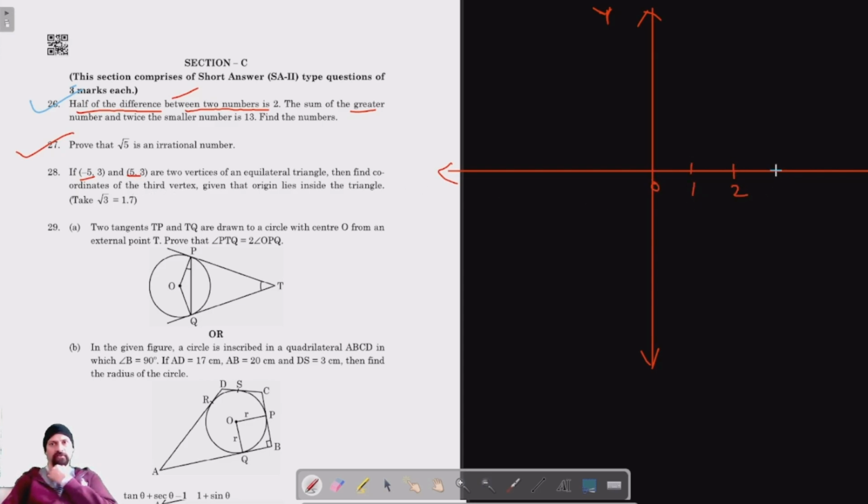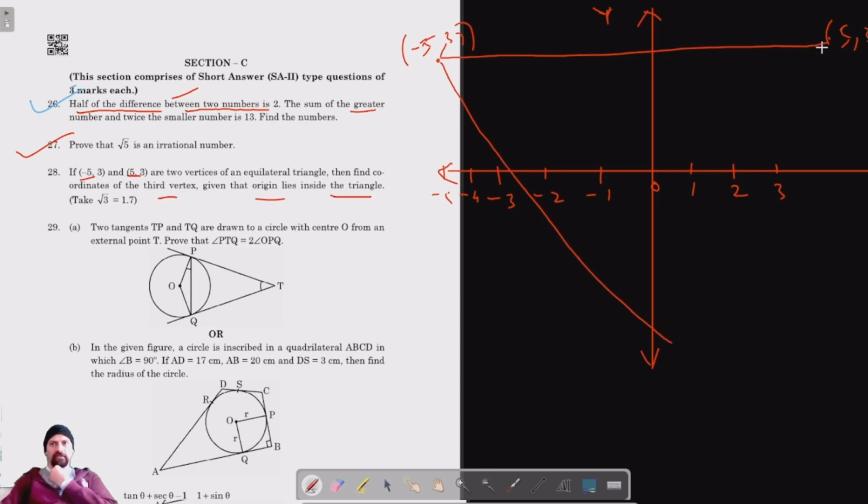This is 0, 1, 2, 3, minus 1, minus 2, minus 3. And it's given as negative 5, so we have (-5, 3) here, and (5, 3) will be in the first quadrant, here. If we join them, we need to find the coordinates of the third vertex, given that the origin lies inside the triangle. So this is our equilateral triangle with vertices A, B, and C, and we have to find the coordinates of C.